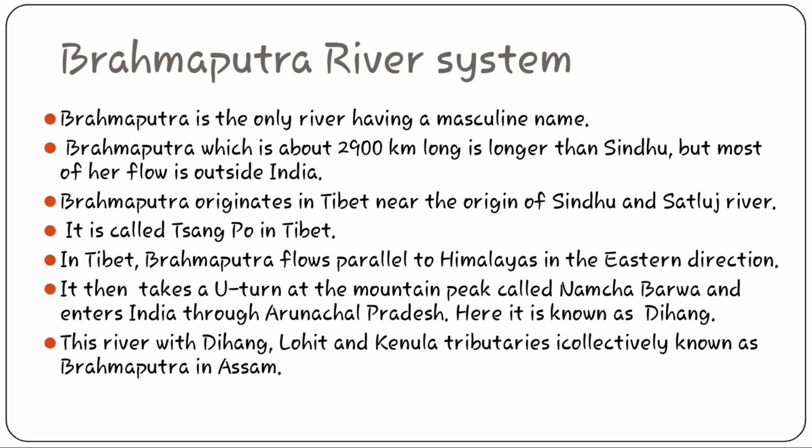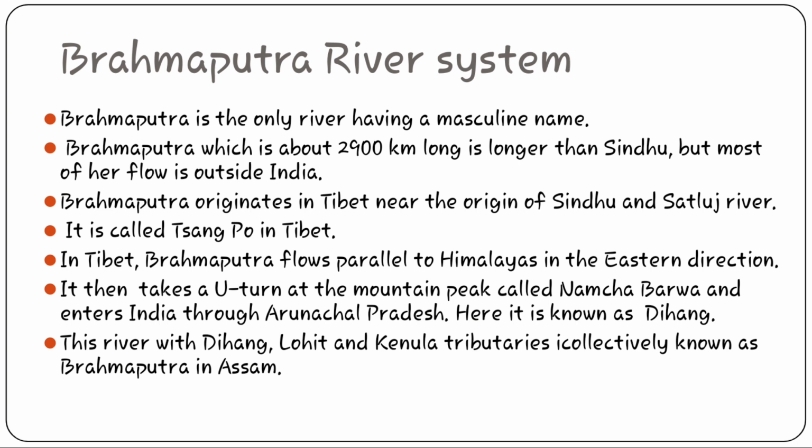Now we will discuss the third and the final river system of Himalayan rivers, that is Brahmaputra. Brahmaputra is the only river having a masculine name. Please underline page number 117, the last box. Brahmaputra is the only river having a masculine name.